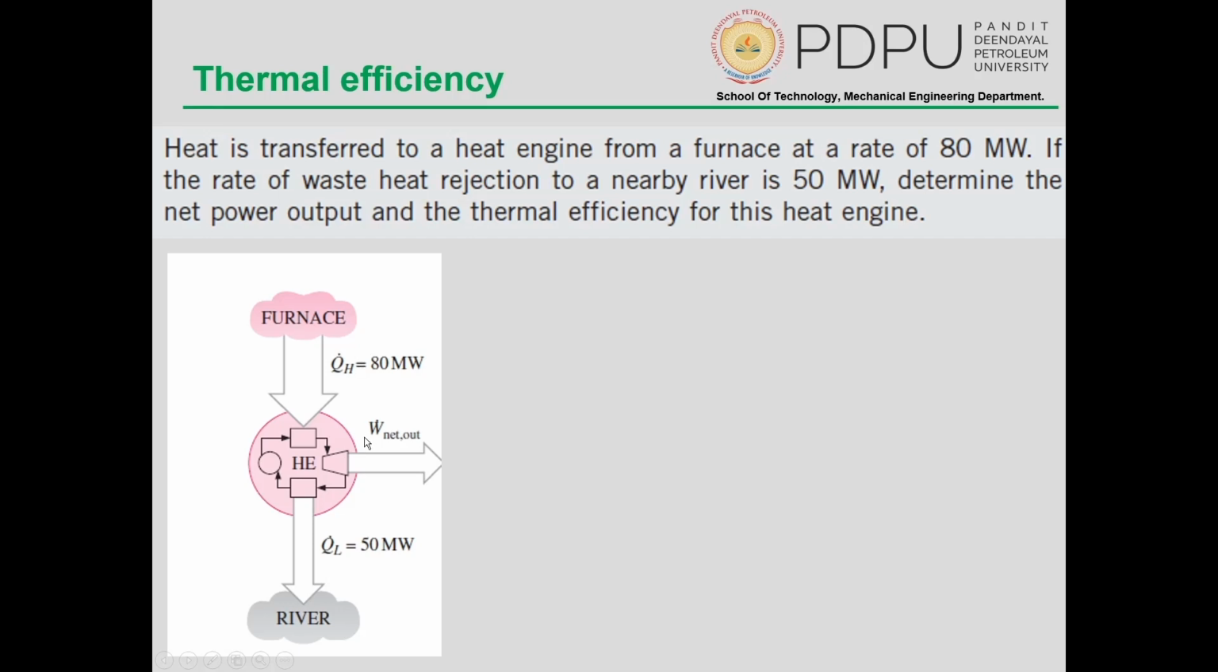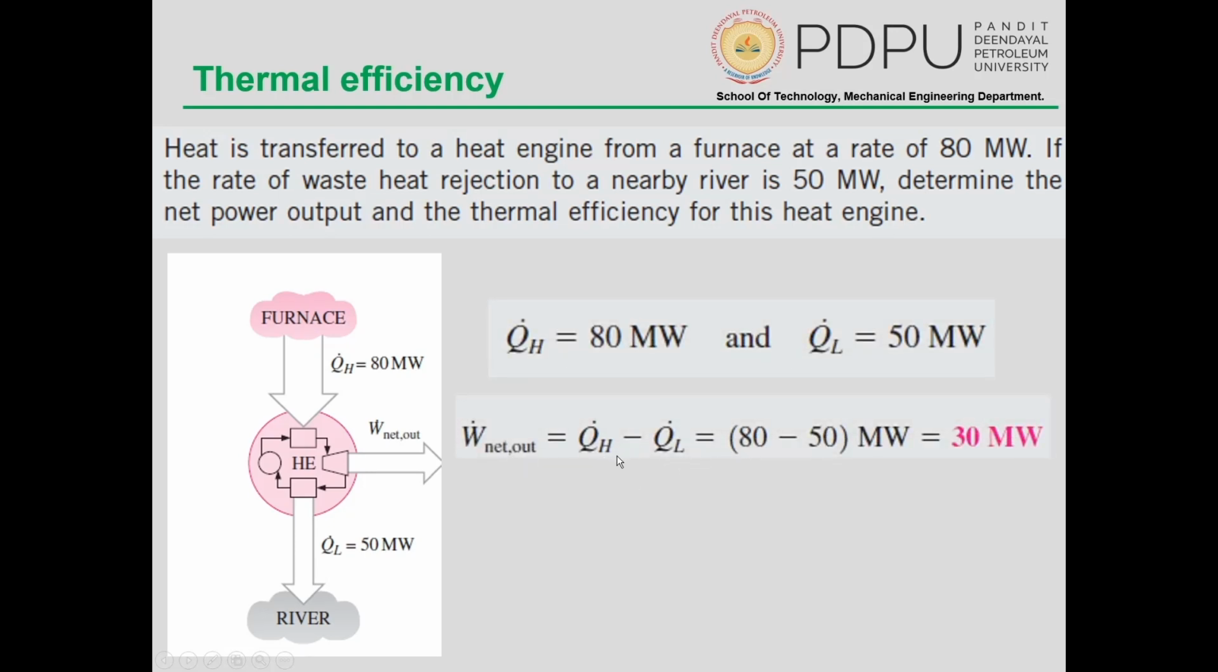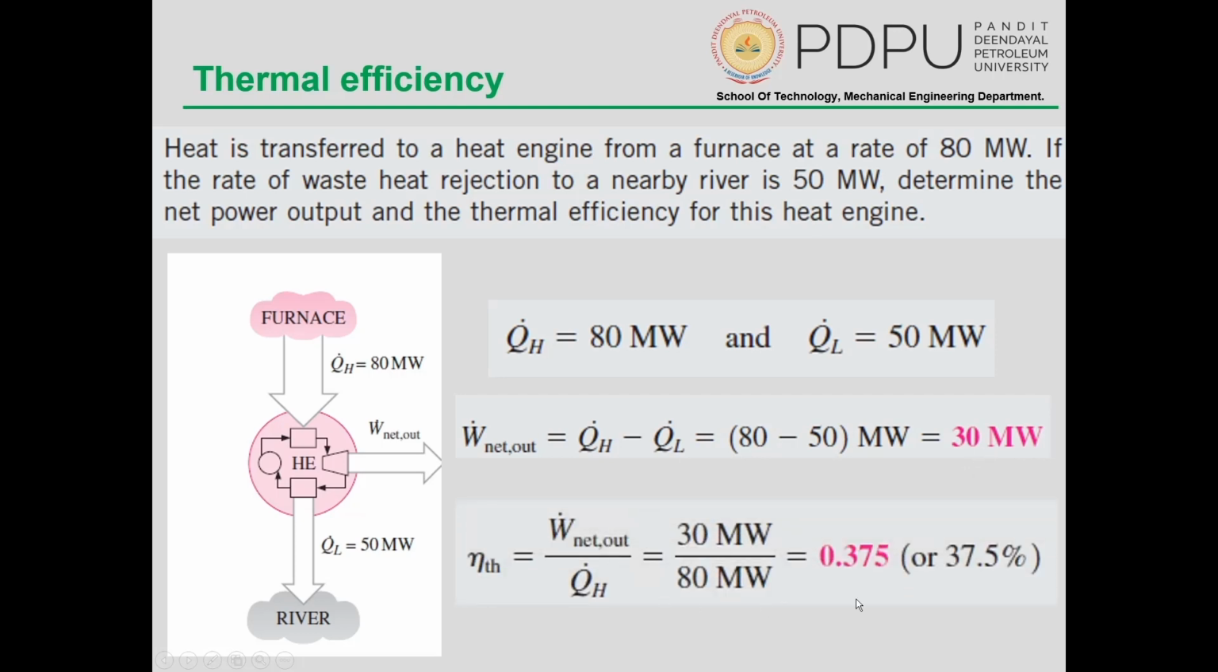So as per the basic equation, what do we know? QH is nothing but W net plus QL. What is given is QH and QL, and W net is nothing but QH minus QL, so 30 megawatts, and efficiency is as simple as that. So this was a very simple numerical. I hope it was understandable to all.